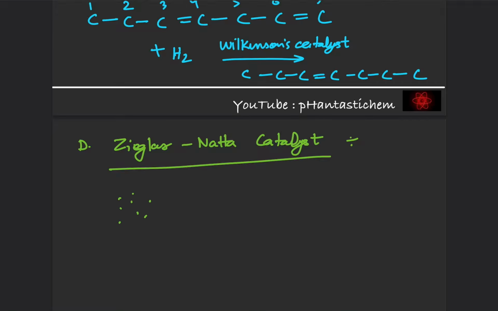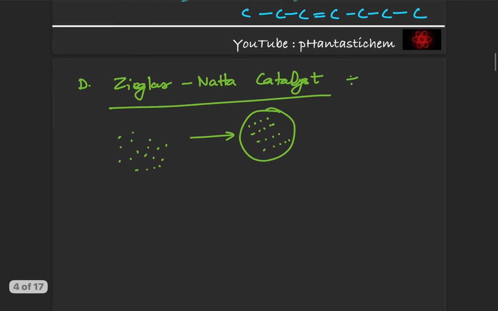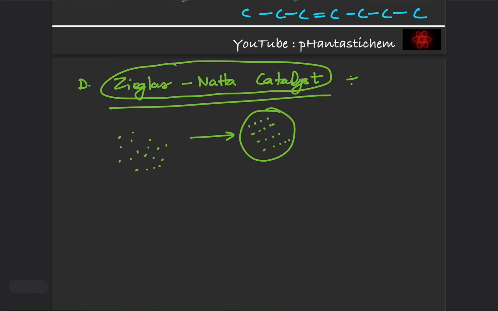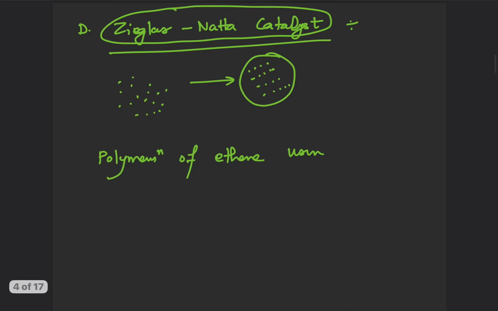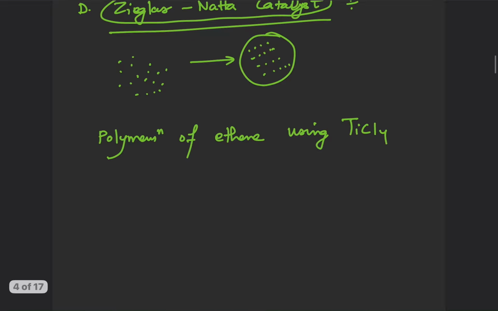So we will have huge numbers of small molecules. They are not connected to each other, but after polymerization, they all get connected by chemical bonds and they form a very big macromolecule. So the application of Ziegler-Natta catalyst is whenever we do polymerization of ethylene or ethene. So that is carried out using TiCl4 and trialkyl aluminium.